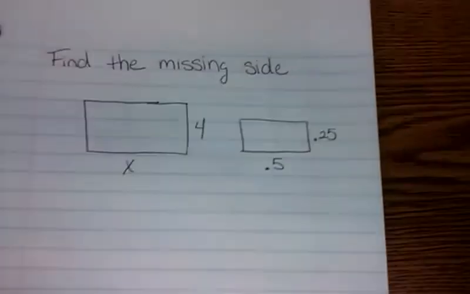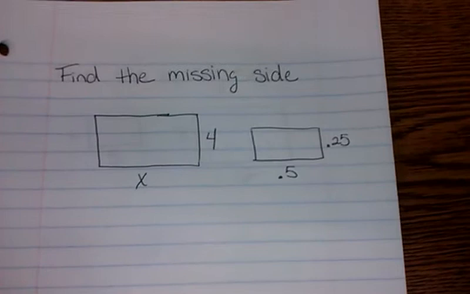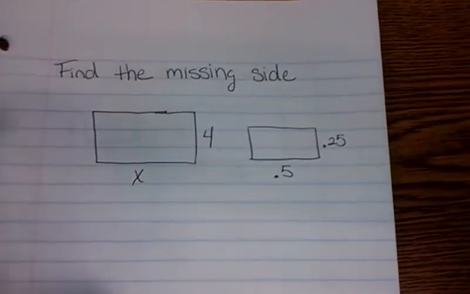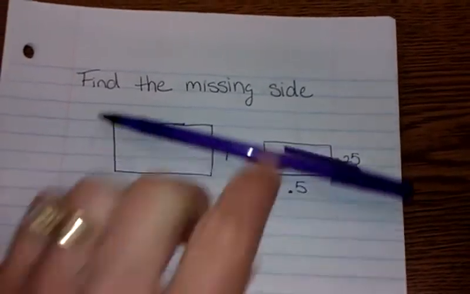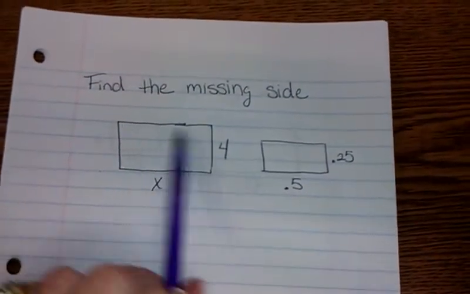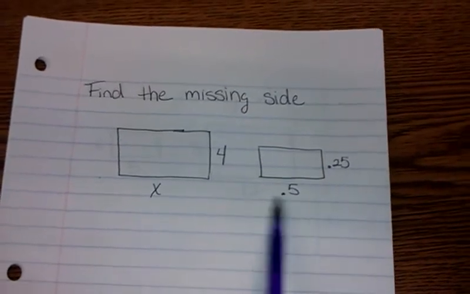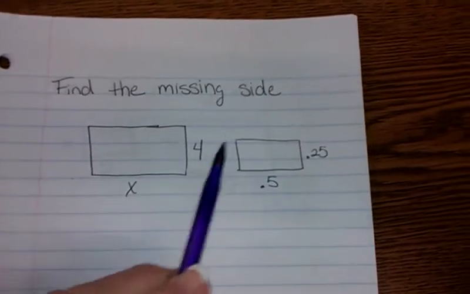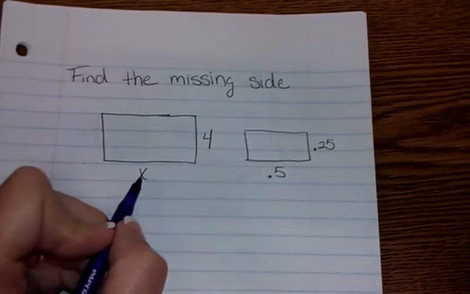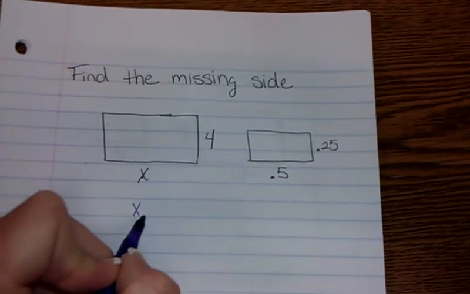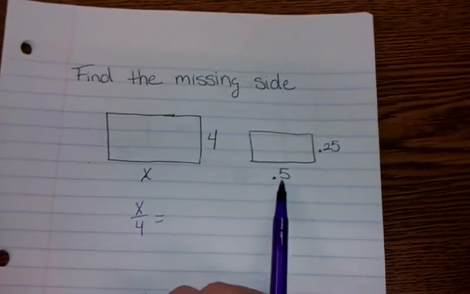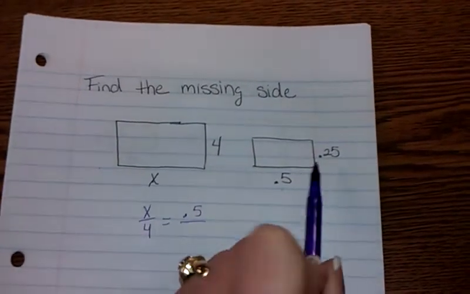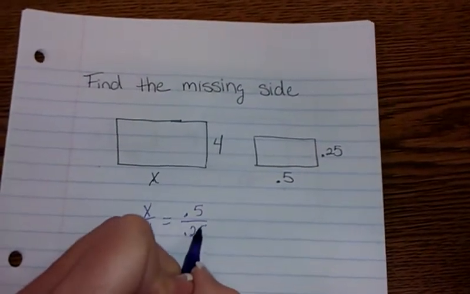Next one. Here we go. Let's find the missing side. Now on this one, you can tell that you have a smaller rectangle that you have both the numbers for, and you're going to a larger one. Well, let's do this one with a ratio and proportion first. I'm going to take x over 4, and that equals this side, so I have x on top, this side matches, so I'm going to put 0.5 over this side, which is 0.25.